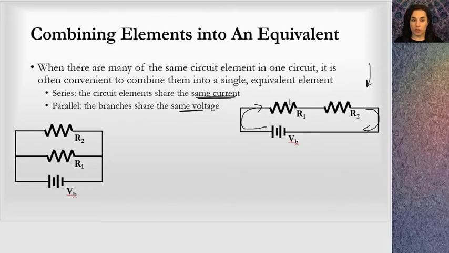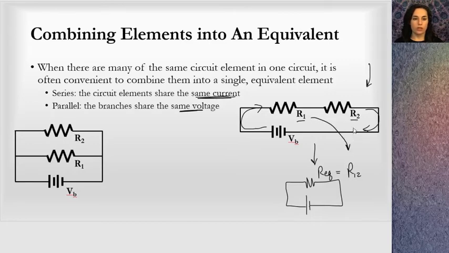That circuit can be simplified down to a single circuit represented by the battery, and I'm going to shorthand it with some R equivalent. You can call this R equivalent, or you could call this R12 because it combines the resistors R1 and R2. R1 and R2 would get combined down to R12. So that's the equivalent resistor for this circuit.